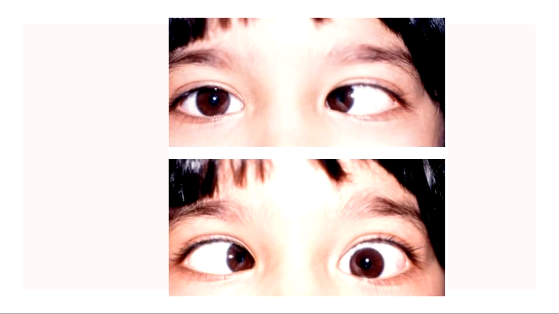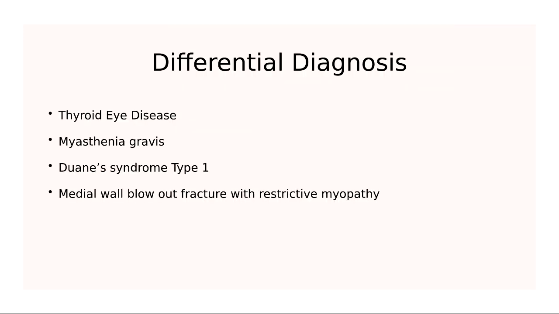So in the upper picture here, we see that the left eye is adducted, and when you ask the person to look to the left side, we notice that the eye cannot move, it's fixed, whereas the right eye moves quite fine. So what are some of our differentials here?